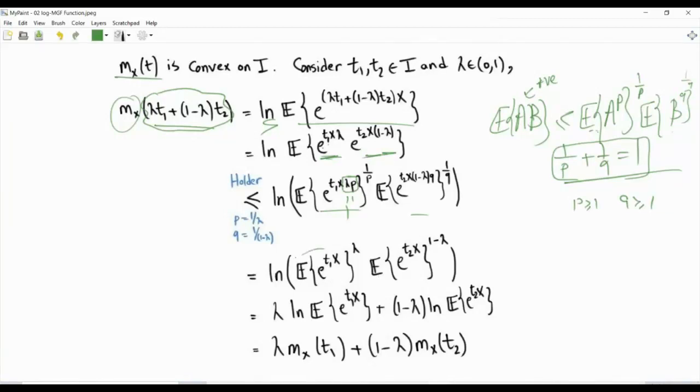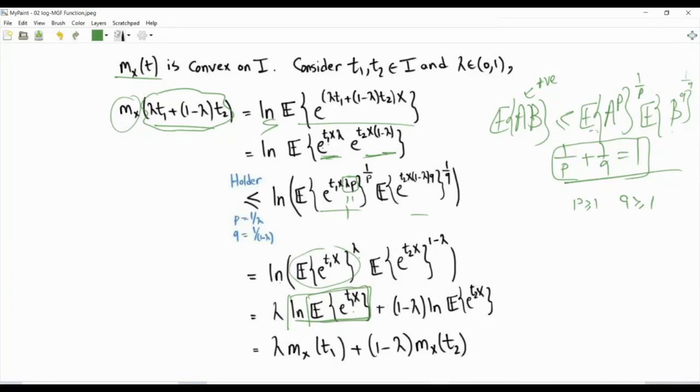Okay, so you will have this first expectation raised to the power lambda, second expectation 1 minus lambda. Basically, the logarithm of a product is a sum of logarithms, and then the logarithm of something raised to the power, the power can come outside here. And then what is this thing inside the logarithm?